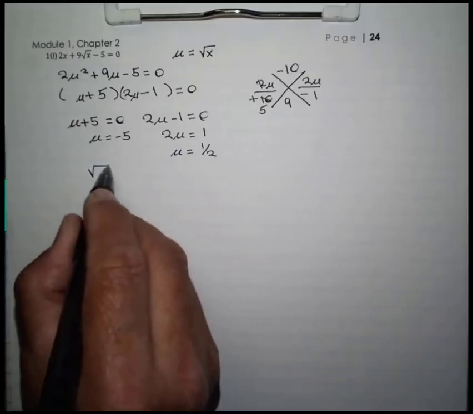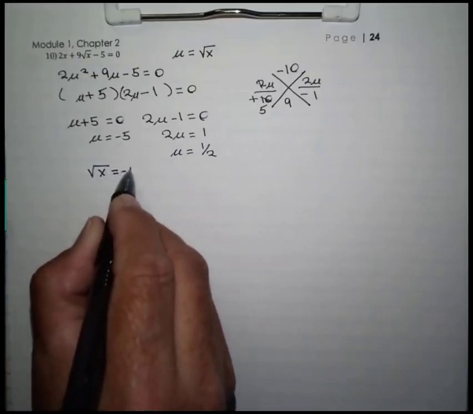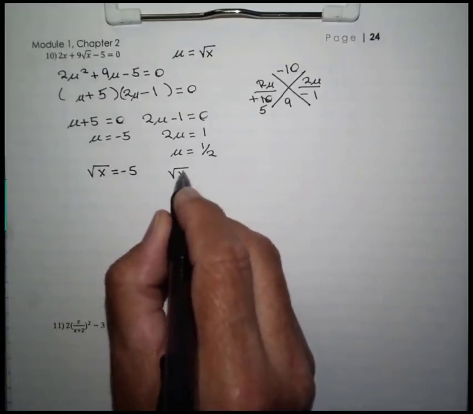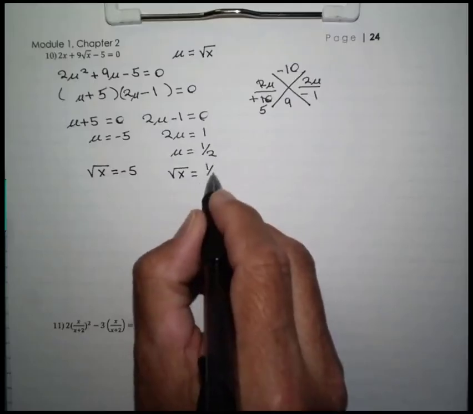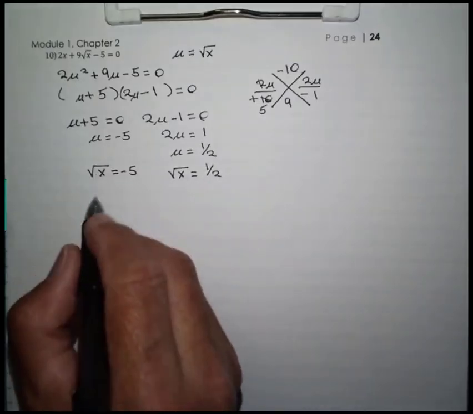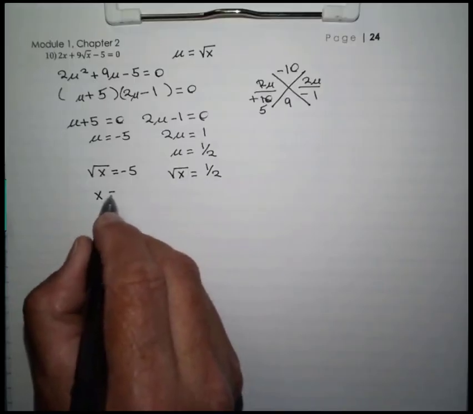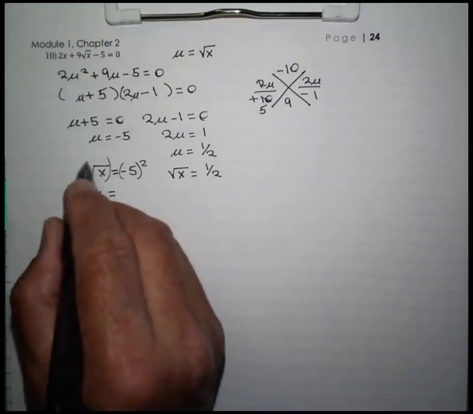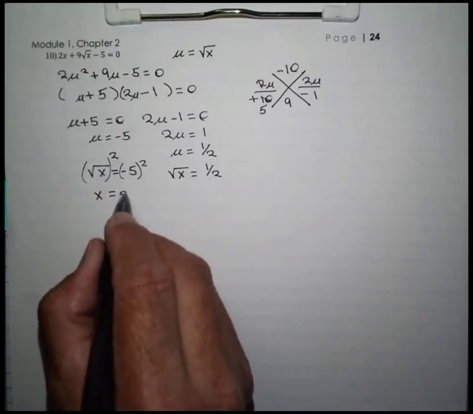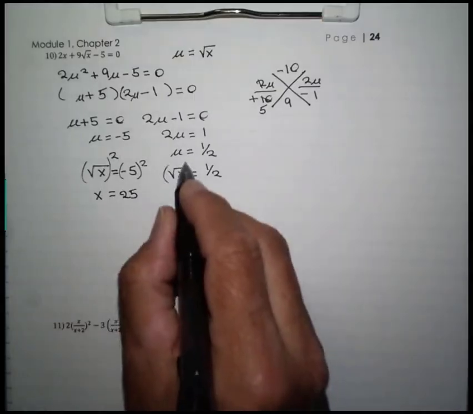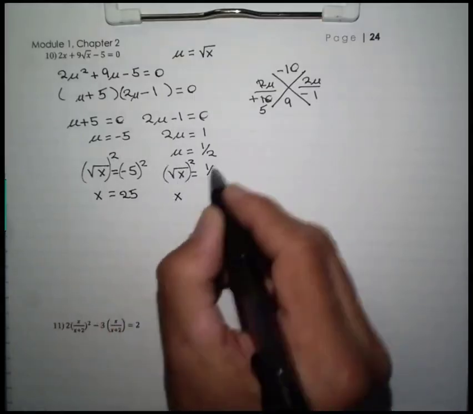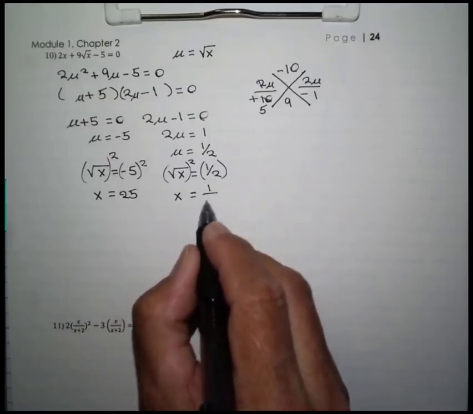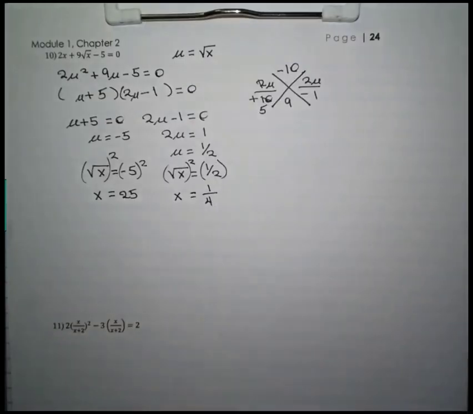So the square root of x is going to equal negative 5. And over here, the square root of x is going to equal 1/2. So I'm going to square this side. When I square the square root, I say that's x. And this is going to be negative 5 squared, right? Negative 5 times negative 5 is positive 25. So over here, I'm going to square this, and I'll have x. And I'm going to square 1/2. So it'll be 1 times 1 and 2 times 2, won't it? Or 1/4.